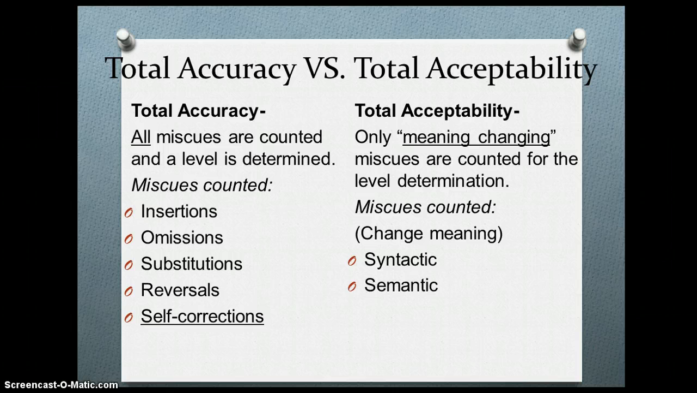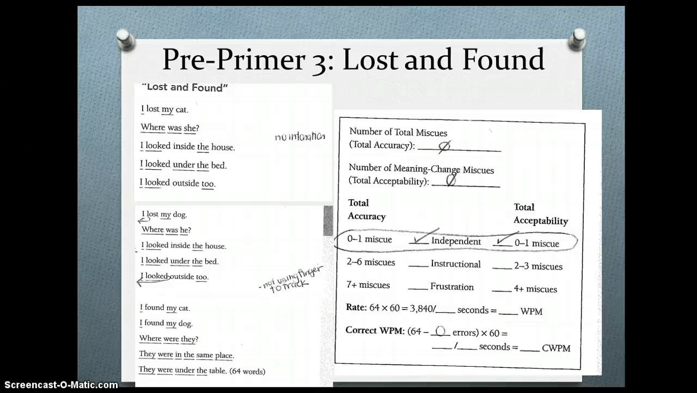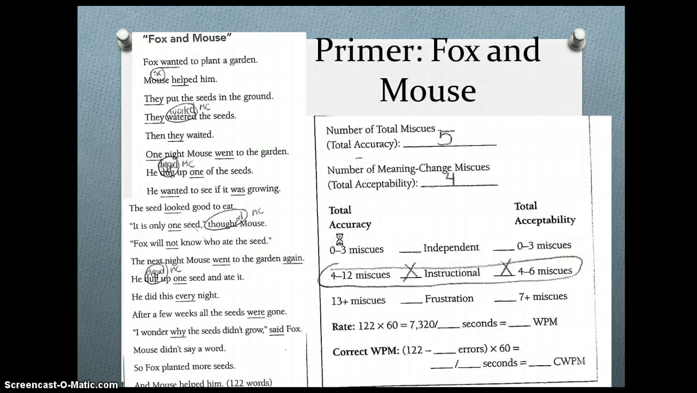or semantically. So we'll take a look at my student's miscues, and she did a lot of meaning-changing miscues that changed the meaning syntactically, and these are not self-corrected. So when I look at her pre-primer for Lost and Found, she only had a couple of repetitions, and I think because she wasn't tracking appropriately, so she actually had 0 miscues for total accuracy, 0 miscues for total acceptability, so she scored at the independent level for pre-primer 3 narrative.